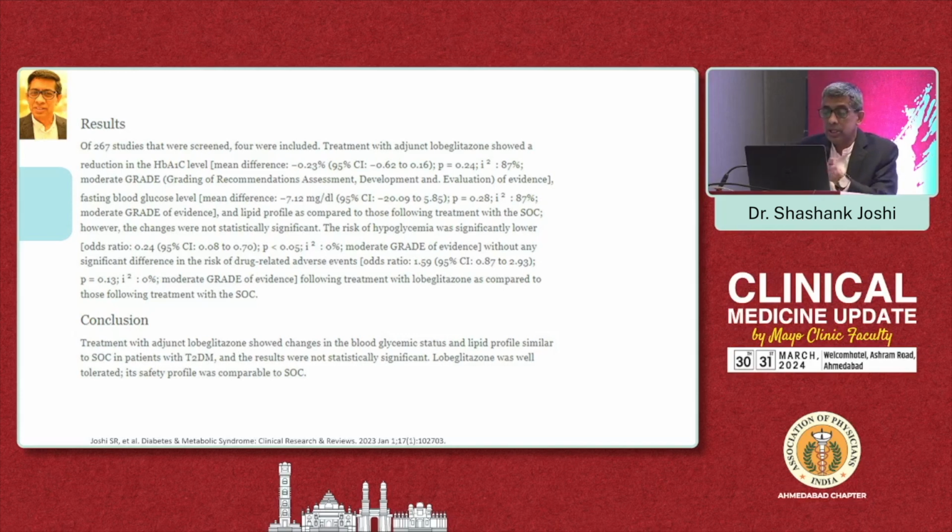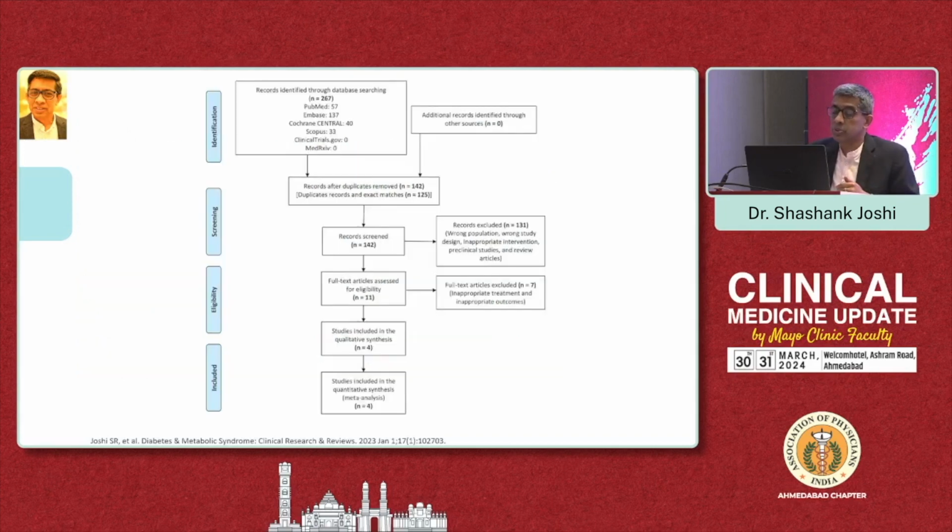And then we reached the conclusion that treatment with lobeglitazone as an adjuvant changes glycemic status and lipid profile similar to standard of care. There was no statistical difference between this molecule and others which are already available, with a reasonable safety profile. This was the PRISMA plot which I told you about.